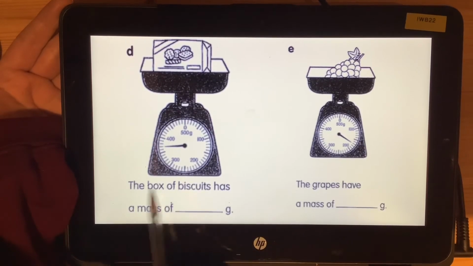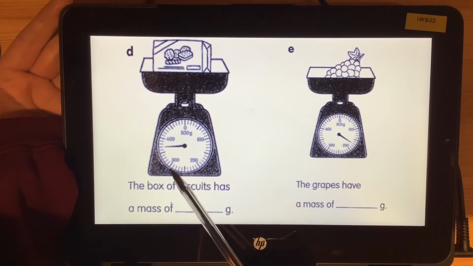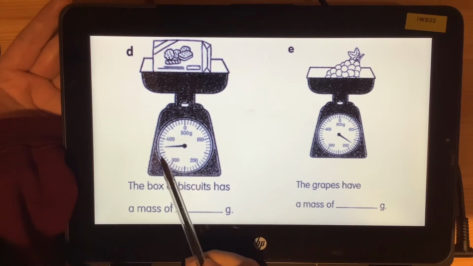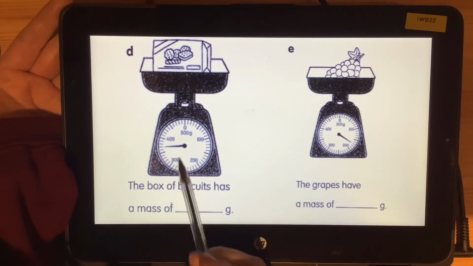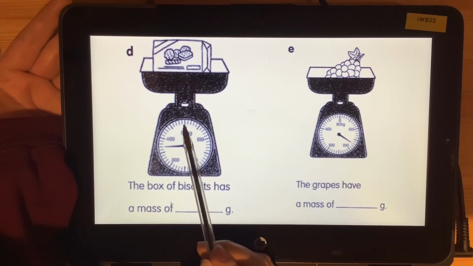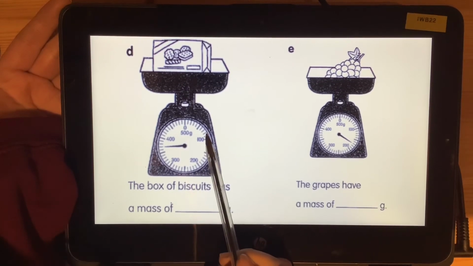Now question D, the box of biscuits. If I look, I know that my scale is going up 100, 200, 300. Halfway between 300 and 400 would be 350. And I know it's going up in tens because I can check here. 0, 10, 20, 30, 40, 50, 60, 70, 80, 90, 100. So it is going up in tens.